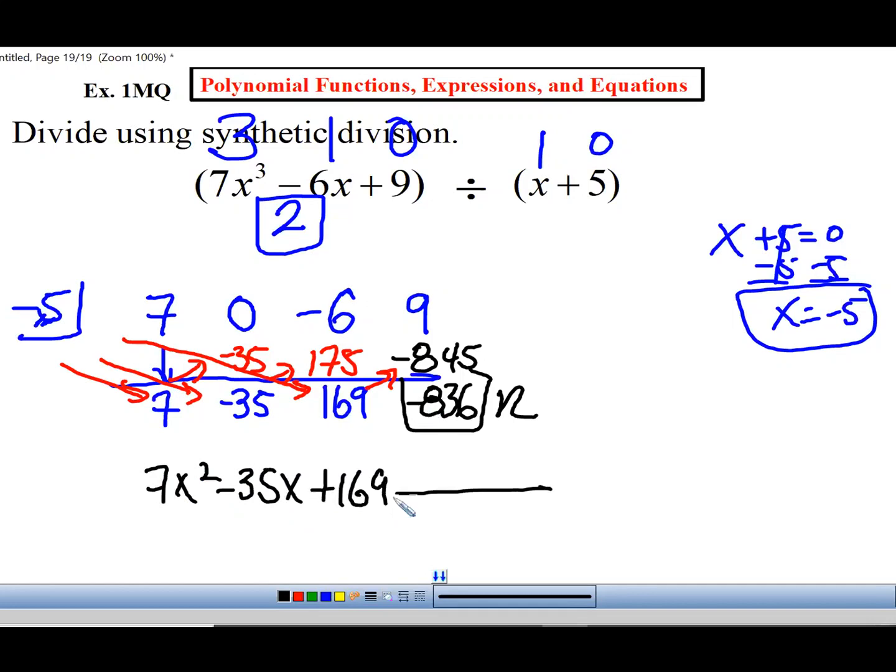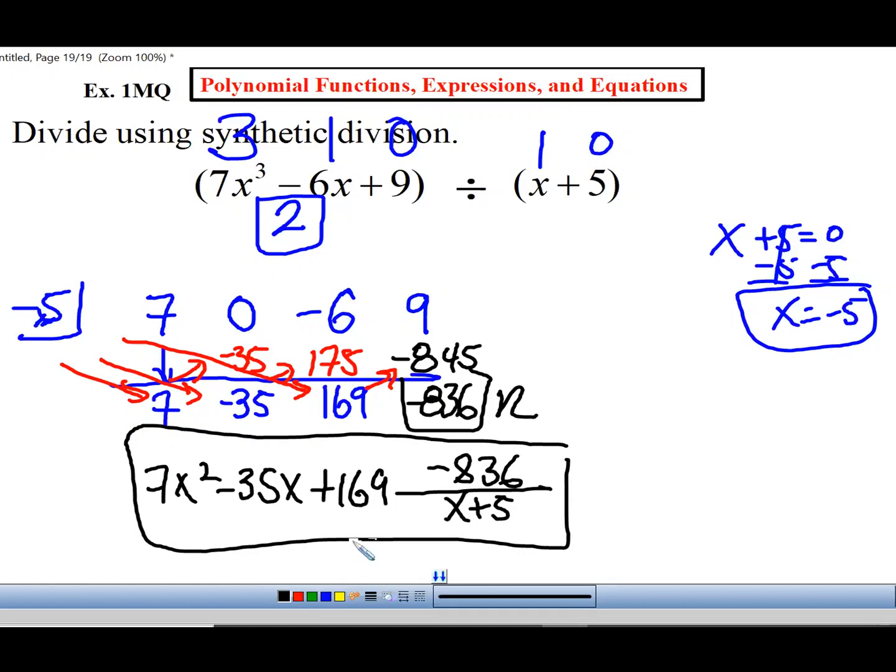Since this one has a negative, I don't need to put a little plus there. I just write -836 over the original divisor, which is x plus 5. And this is my quotient. Yeah? We good? Yeah?